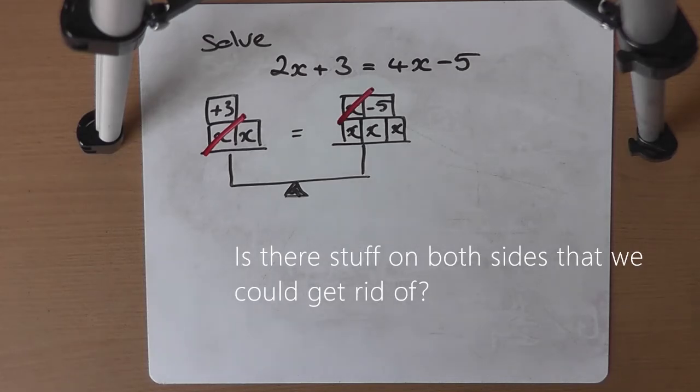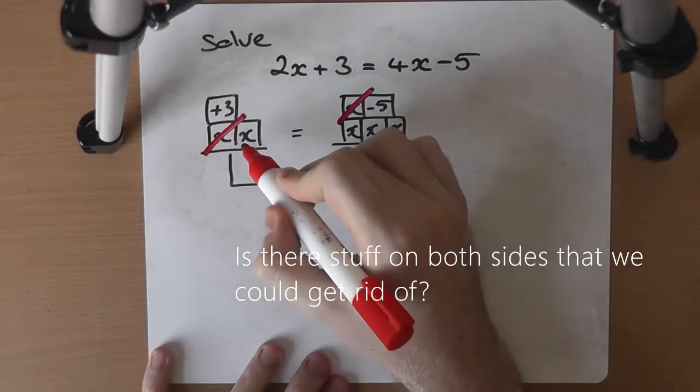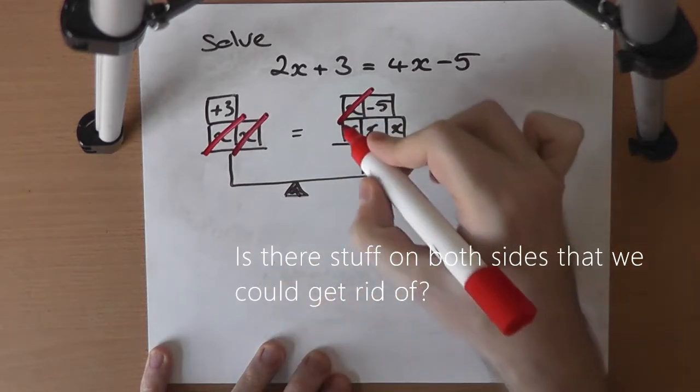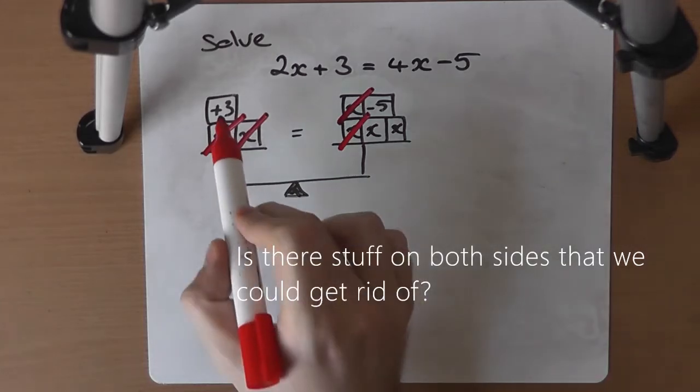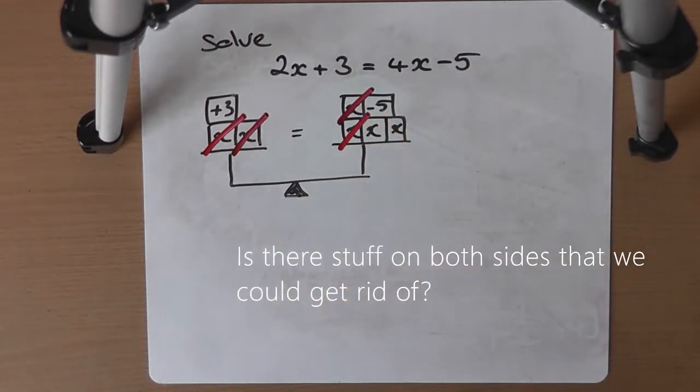But we could go one step further than that. We could take another one off there and another one off there, and they are still balanced. Is there anything else that we can get rid of? Actually, probably not. There's a 3 over here and a minus 5 over here. Well, let's not go mucking about with the numbers too much, because we'd have to draw them all out and that feels a bit overcomplicated.